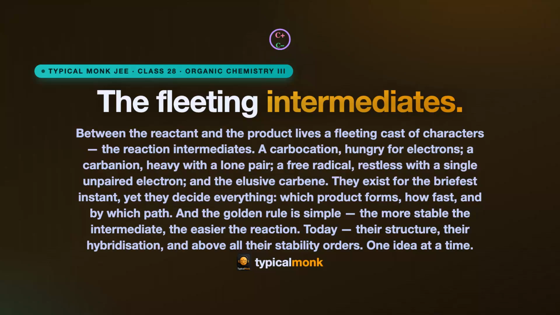Between the reactant and the product lives a fleeting cast of characters. A carbocation, hungry for electrons, a carbanion, heavy with a lone pair, a free radical, restless with a single unpaired electron, and the elusive carbene. They exist for the briefest instant, yet they decide everything: which product forms, how fast, and by which path. And the golden rule is simple: the more stable the intermediate, the easier the reaction. Today, their structure, their hybridization, and above all their stability orders. One idea at a time.